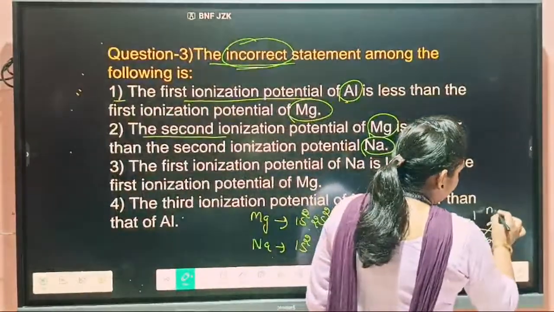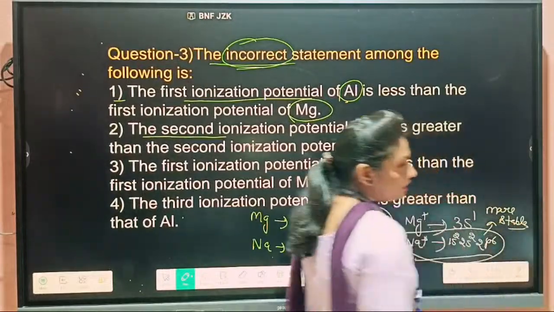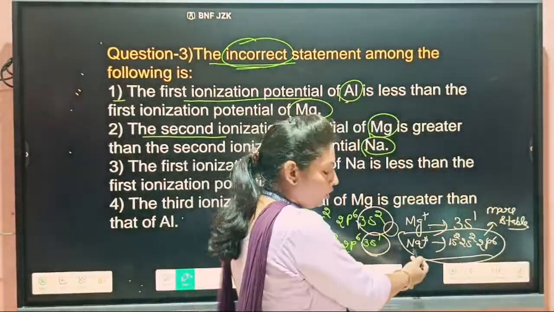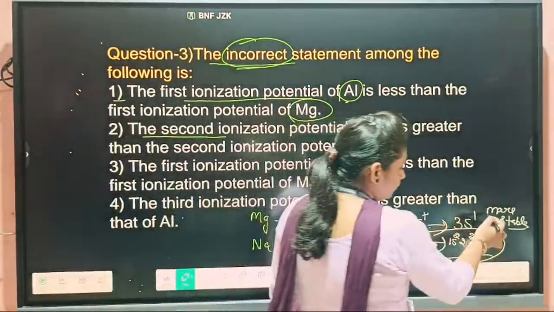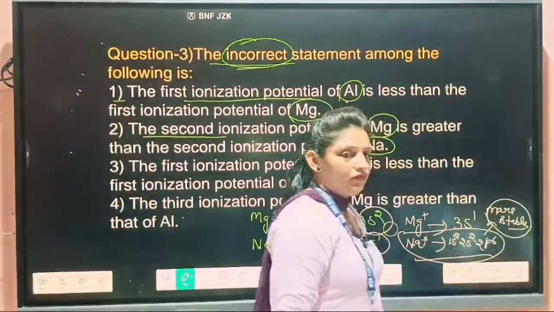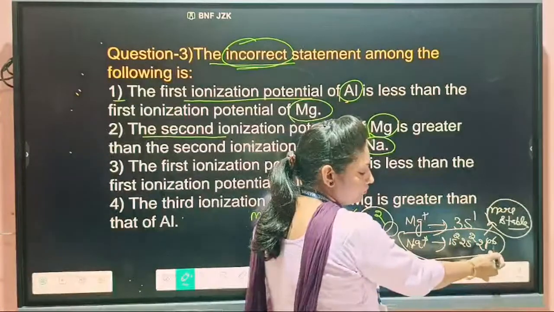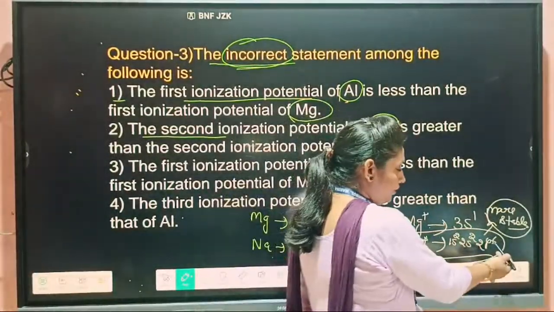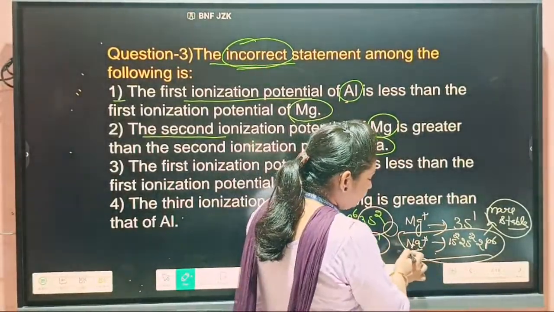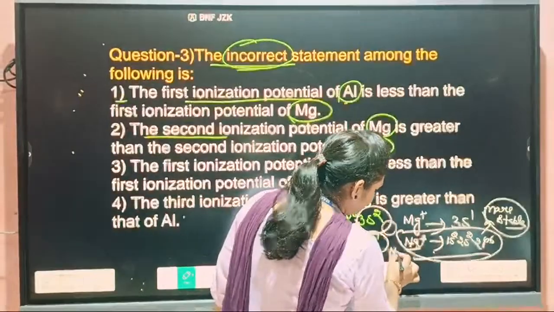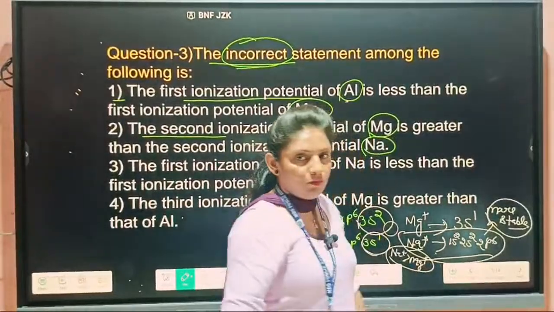It is attaining the configuration of a noble gas, the configuration of neon. Okay, neon is the noble gas. So because it is attaining the configuration of the noble gas, now it is difficult to remove an electron from this shell because it is a fulfilled shell. So the second ionization enthalpy for sodium will be greater as compared to magnesium.